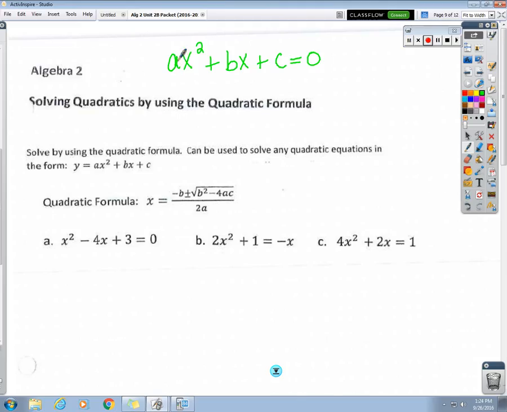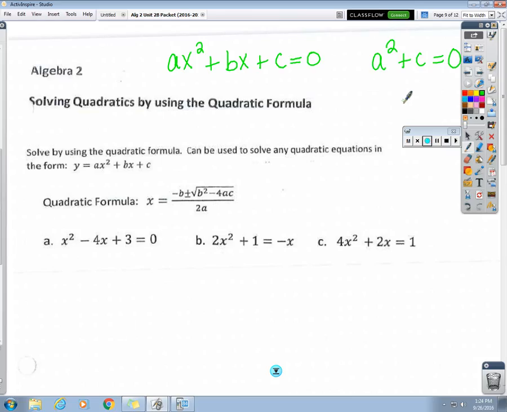A is the coefficient of the x squared term, b is the coefficient of the x to the first term, and c is your constant value, the one that doesn't have a variable beside it. Remember the other day, on Friday, we were working problems that did not have a bx term. And when that happens, you're able to solve them the easy way. It's called the square root method.